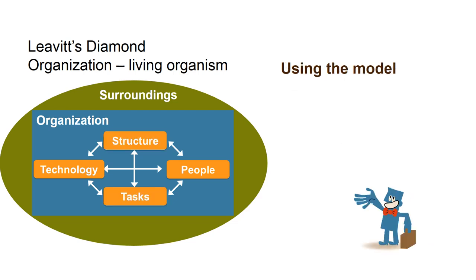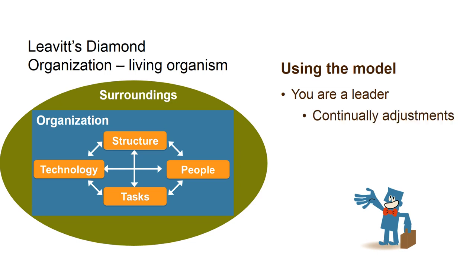You can benefit from using Leavitt's model. Imagine you are a leader who must make your organization work optimally. This requires that you continually make adjustments, since changes always occur somewhere in the organization. These can come from surroundings as well as from within the organization.